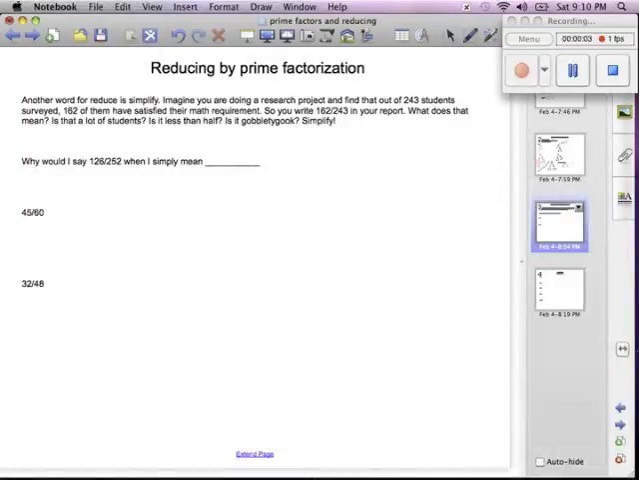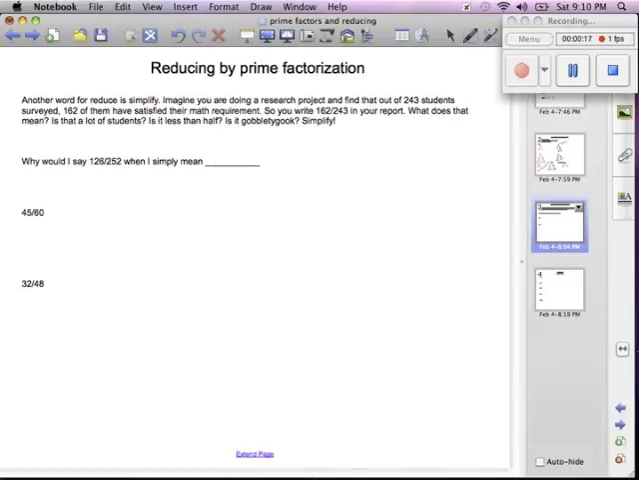Hi guys, today we're going to talk about reducing fractions, and your book wants you to do it by prime factorization, so we're going to do that method first. But why reduce at all? Another word for reduce is simplify.